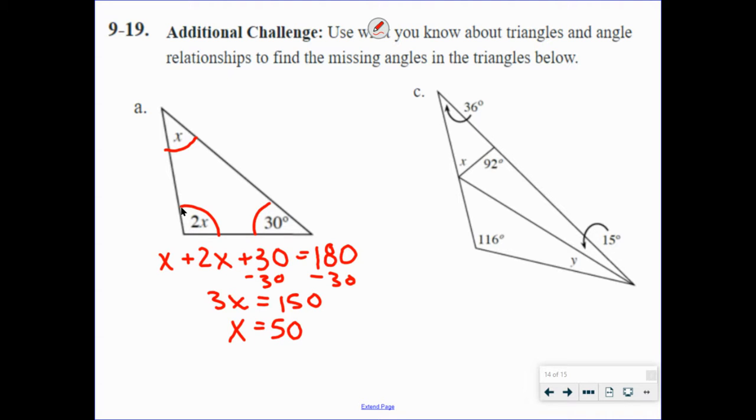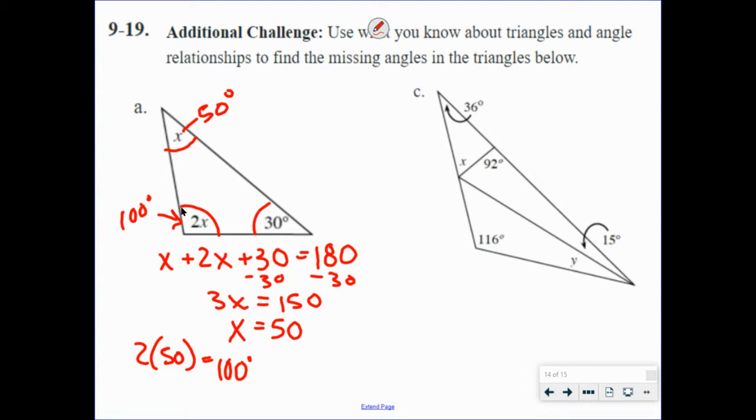All right, but we are not done yet. This actually only gives us one of our angles. This gives us this angle, because X equals 50 degrees. But with this other angle, what do you think we have to do? Well, we have to plug in X to this angle. So 2 times 50 equals 100 degrees. So this angle would be 100 degrees.